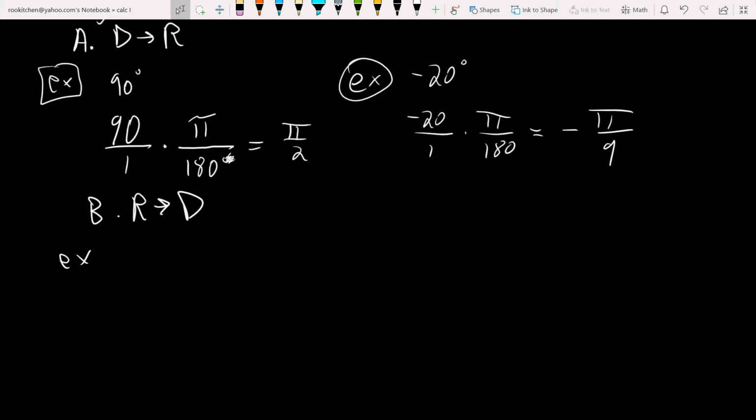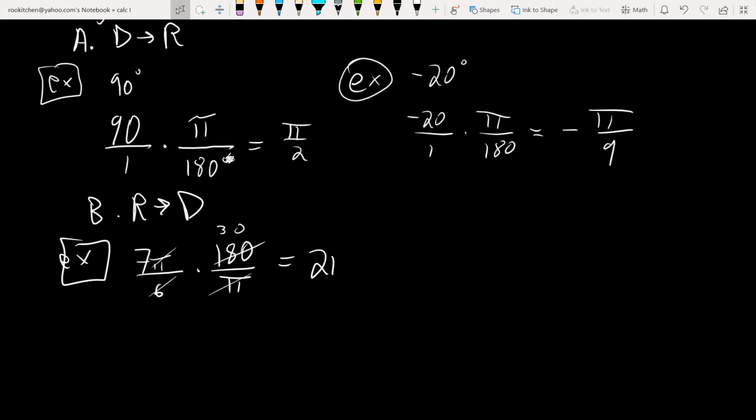Some examples. 7 pi over 6. This time, put the 180 in the top and pi in the bottom. That'll get rid of the pi's for you. 180 over 6 is 30. 7 times 30 is 210 degrees.